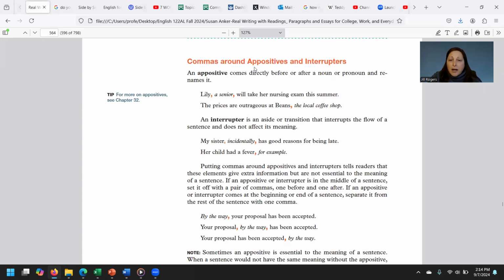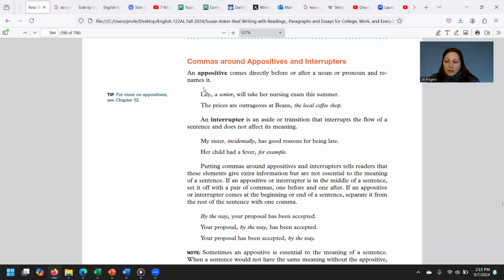So the first thing is called an appositive, or it's also known as a noun phrase. An appositive comes directly before or after a noun or a pronoun. So we know nouns are person, place, or things. Pronouns are he, she, it, they, them, and there's a lot more. And there's also, of course, different types of pronouns, okay? And it renames it, or gives more information about it.